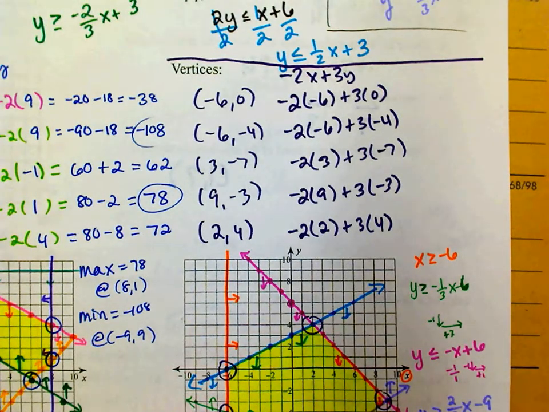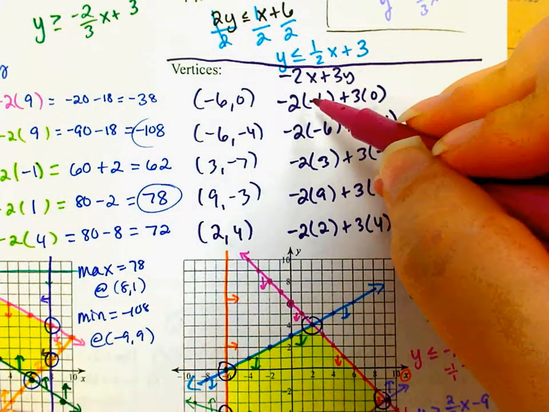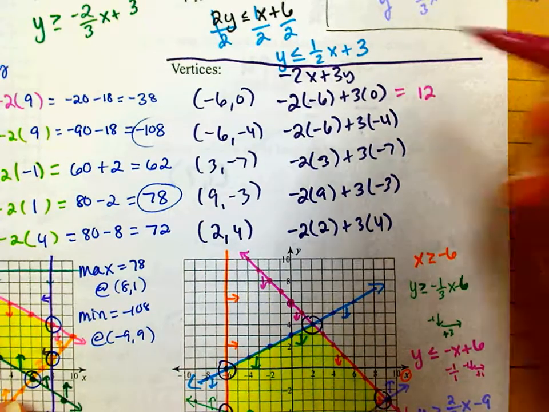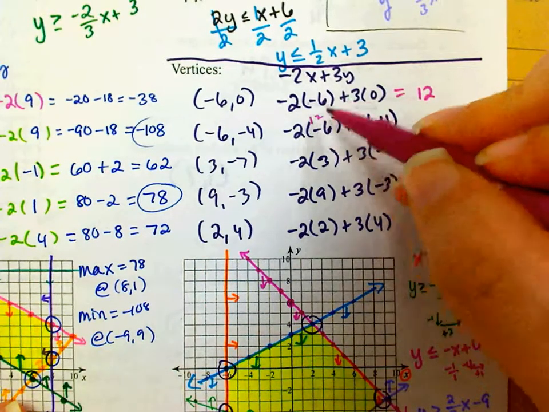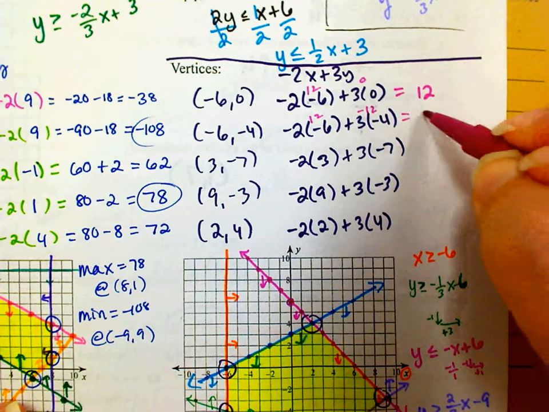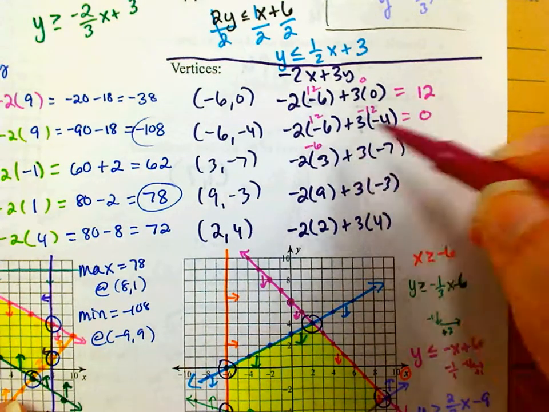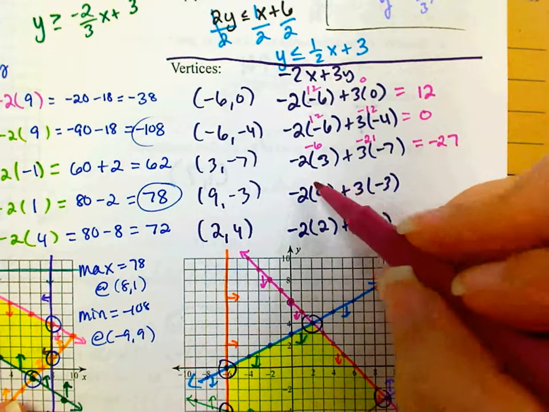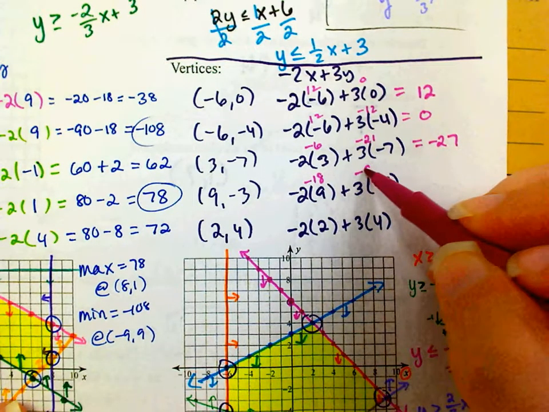So -2 times -6 is, I agree, 12. 12 plus 0 is 12. That's a positive 12. And that's a -12, so what's that? 0. That's a -6 and a -21. That is a -18 and a -9. And a -4 and a positive 12.